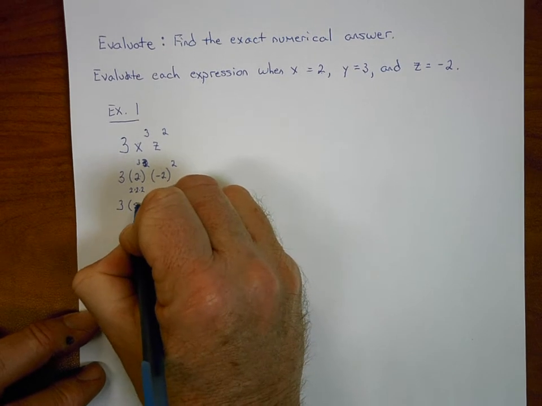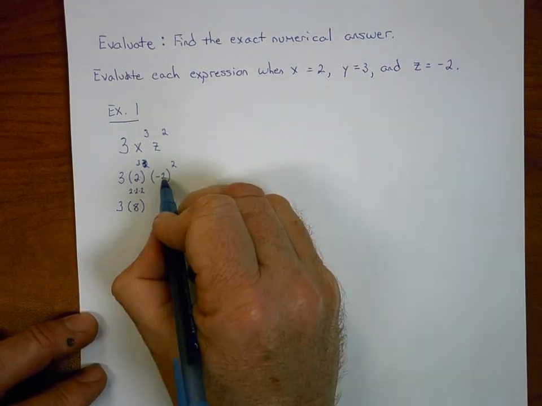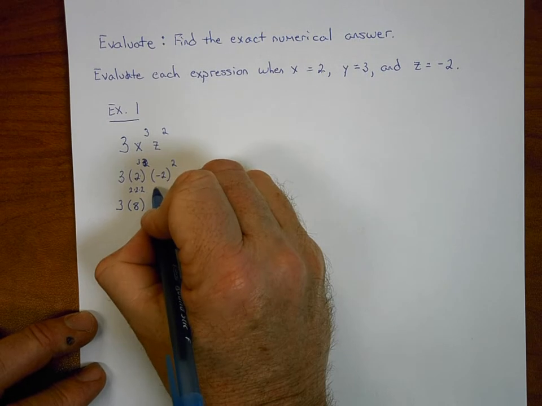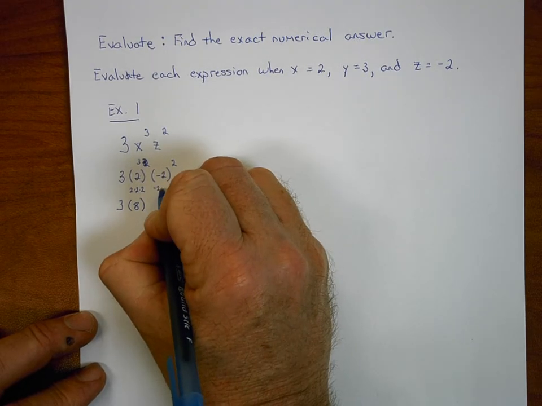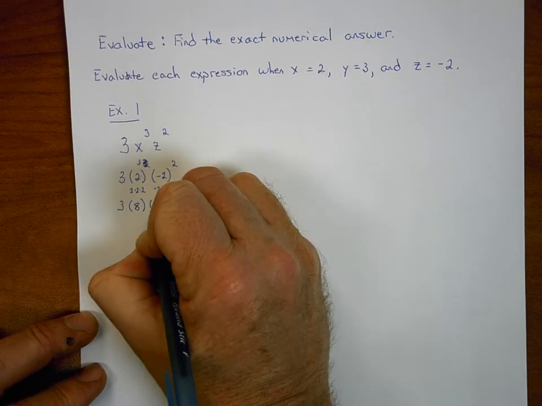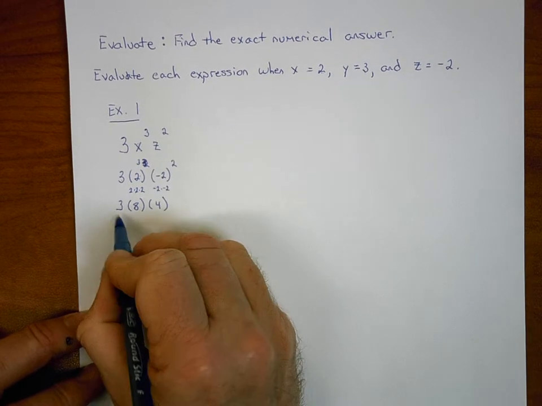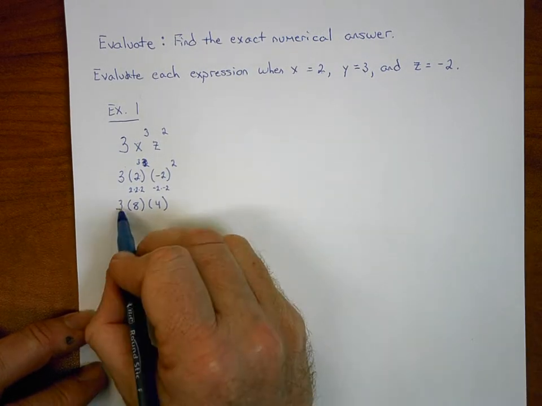So now my expression is going to become 3 times 8, and then -2 to the 2 power means -2 times -2, which is positive 4. And then to evaluate it, I'm going to multiply these 3 values together.